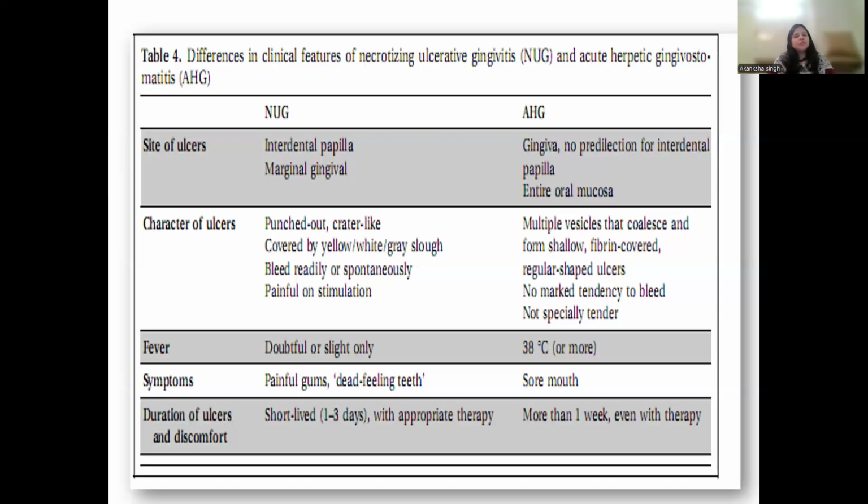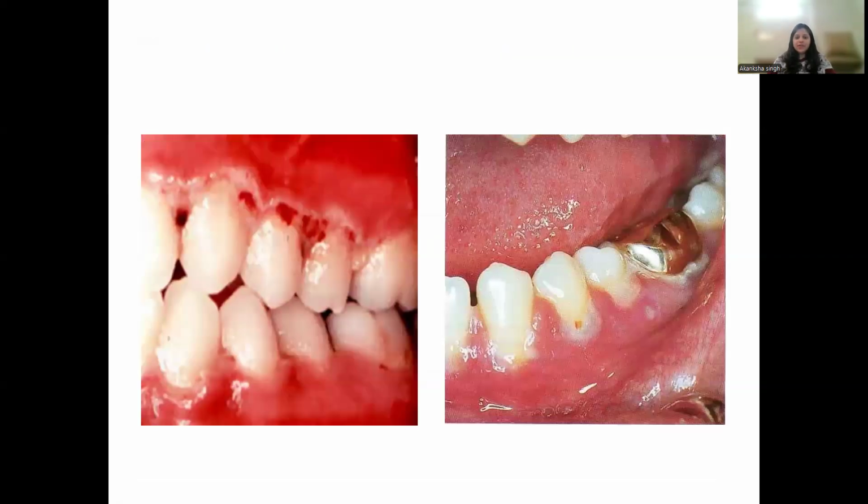When we talk about fever, they both have this similarity. When we talk about symptoms, they have painful gums, dead feeling teeth, and sore mouth. The duration of ulcer is short lived, 1 to 3 days, and they subside with appropriate therapy. Here the duration is more than 1 week, and they don't subside even with therapy. These are two pictures which clearly show this. Can you see that these are your deciduous dentition?